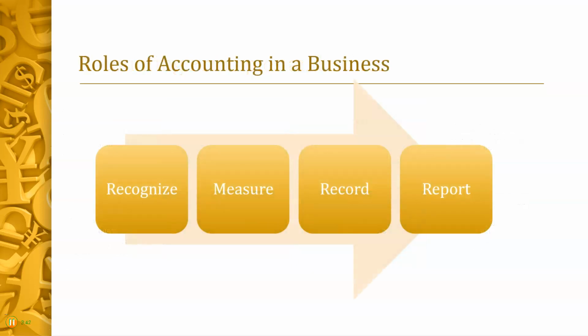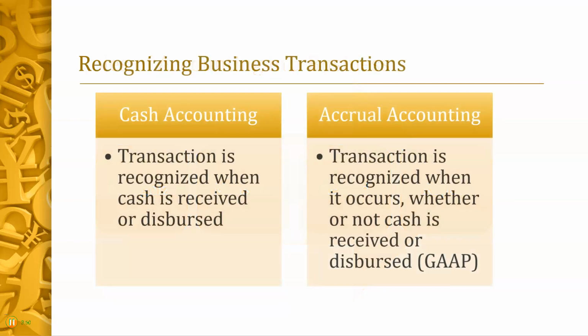Now again, the role of accounting is to recognize, measure, record, and report financial transactions. Now there's two types of accounting. Probably in personal life, we do cash accounting, which is we only record things when cash is received or dispersed. So if we receive cash, we record that, and if we pay it out. But if we don't pay our utility bill, we wouldn't record it because we only record it when we disperse cash. And under generally accepted accounting principles, we have to do accrual accounting.